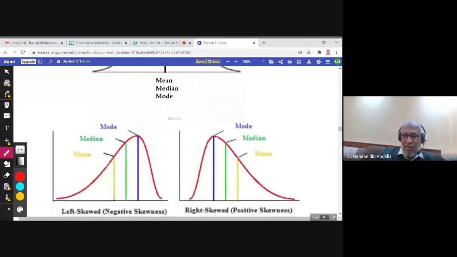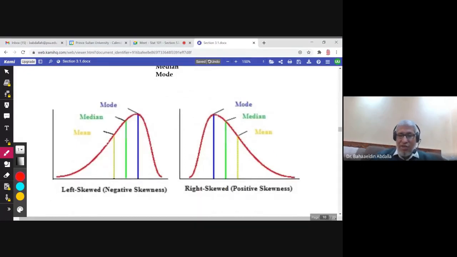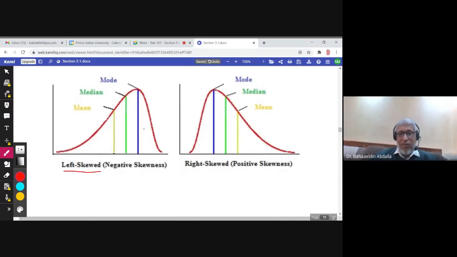How? The mean will go in the direction of the skewness. Here this data is called left skewed. Why do we call it left skewed or negative skewed? Because there are numbers here to the left, and these numbers make this left tail, while the majority of the data are in fact to the right. You see this in the curve. There is a lot of data here to the right. So that's why the mode is here.